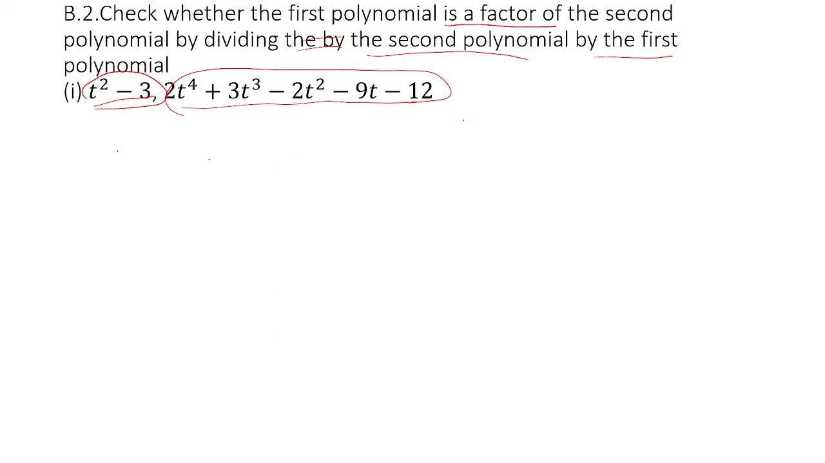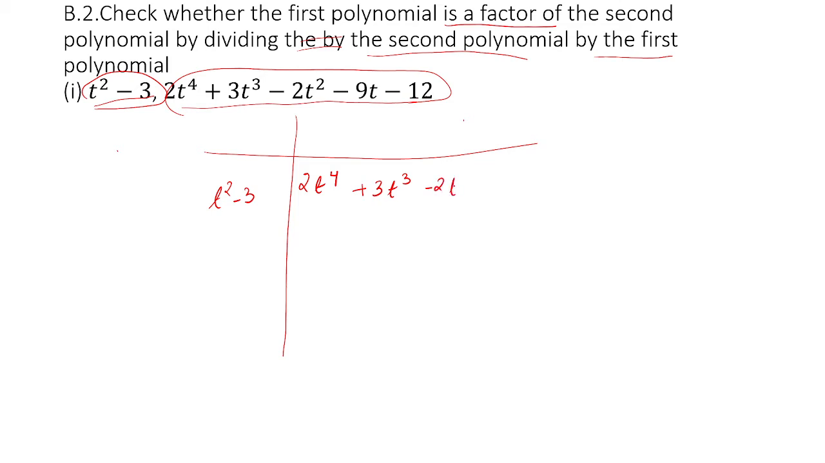So we'll do the division here. We'll be using the division algorithm for all of this, because the question says by dividing, so the concept of division comes in. We have to divide the second polynomial by the first, not the other way around. You divide 4 by 2, something like that. So this is the question given.